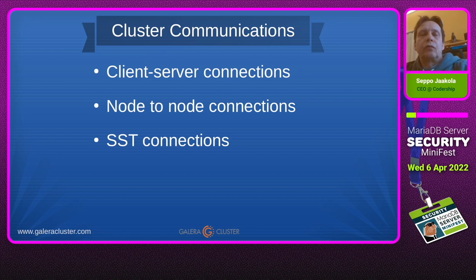Then the cluster communication. How much communication happens between nodes and clients in the cluster? First of all, there are client-server connections. These are native MariaDB connections. Then we have node-to-node connections, which are replication connections, carrying the transactional replication data. And finally, the SST, state snapshot transfer connections, where a joining node asks for a donation of database contents, and this big bunch of database contents is then transferred over the network. So that is quite a vulnerable state, of course.